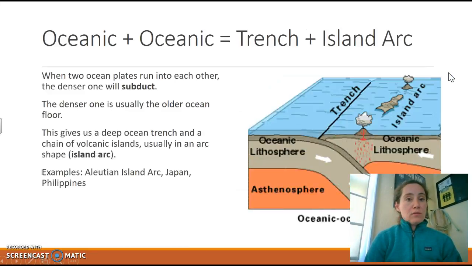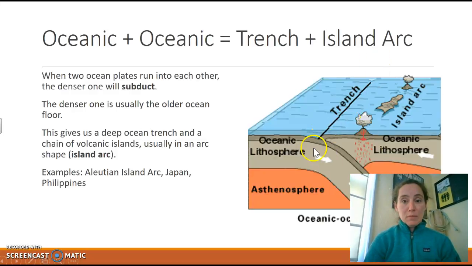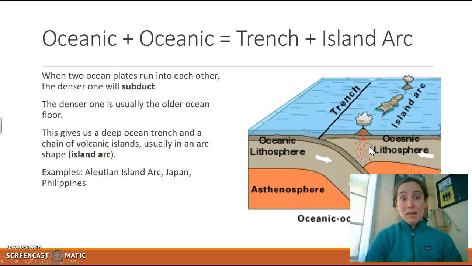Oceanic and oceanic, two oceanic plates running into each other. We're going to get a trench again in the middle of the ocean. We're also going to see volcanic activity, but because it's out in the ocean, we get a volcanic island arc. And these do tend to be curved. Again, the denser plate is going to subduct. That's usually the older plate. And so we're going to see a chain of volcanic islands.